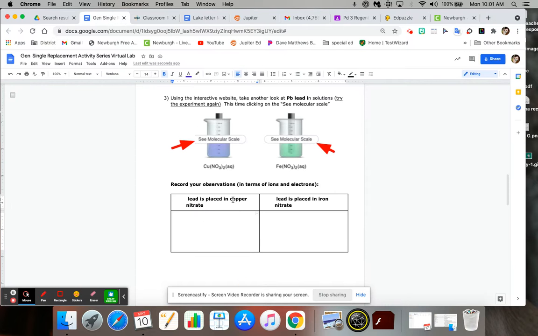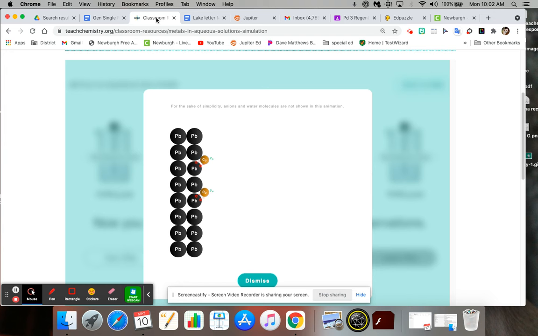So when the lead is placed in the copper nitrate, the copper ions gain electrons and replace the lead in the lead bar. And again, we can see that again. The copper from the solution gains the electrons, they stay on the lead bar, and the lead goes away.